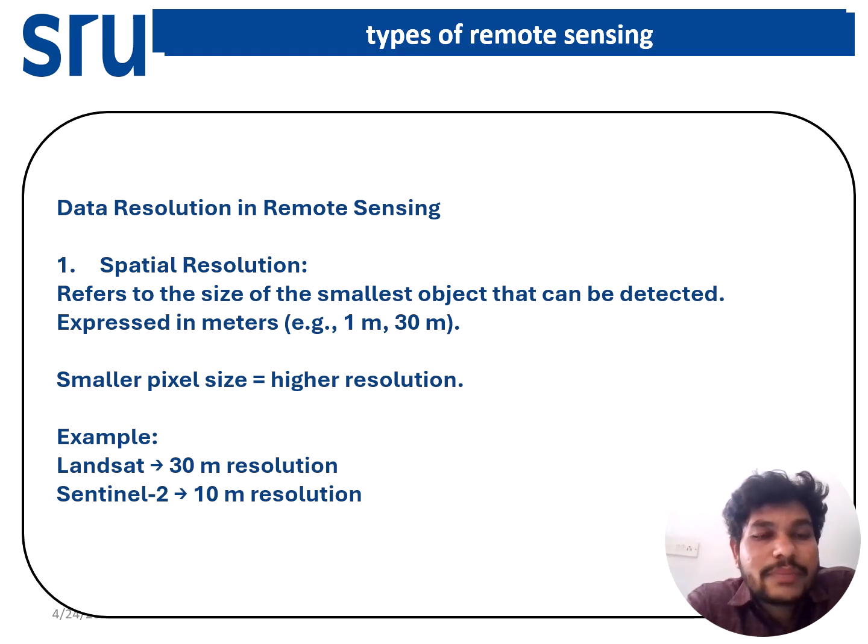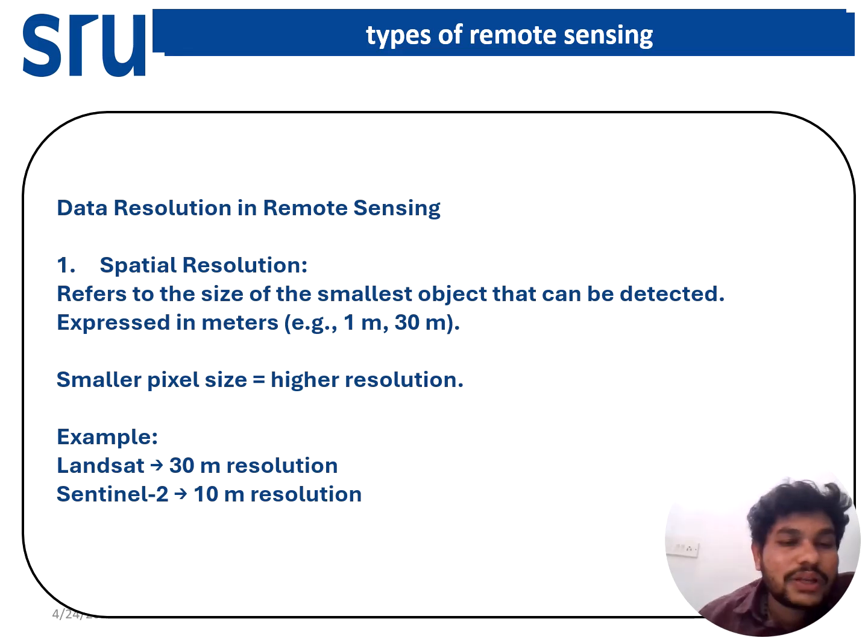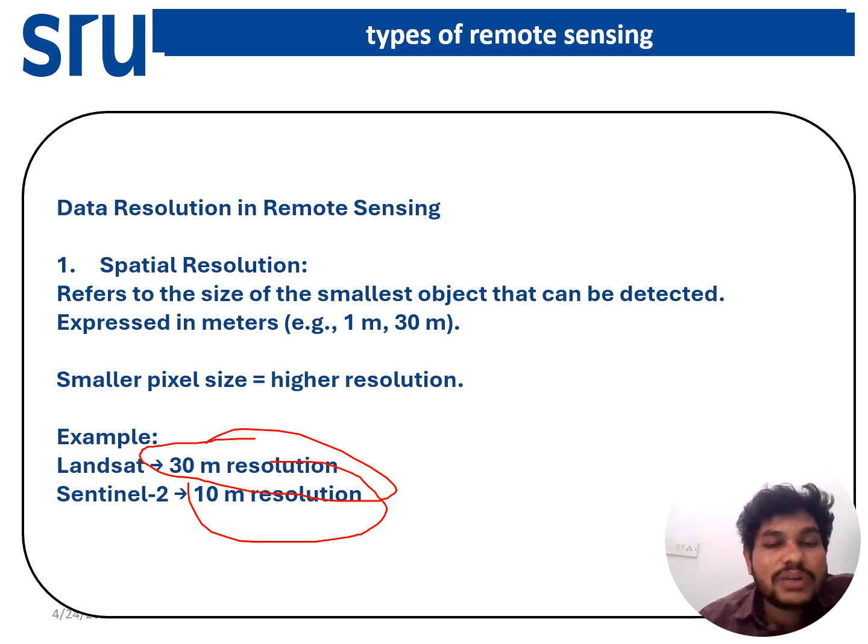Then another type is based on resolution. One is the spatial resolution, which refers to the size of the smallest object that can be detected, used to know the size. The smaller the pixel size, the higher the resolution: 1 meter, 30 meter, 20 meter, 10 meter. So 1 meter will give the best resolution. For example, Landsat gives 30 meter resolution, and Sentinel-2 gives 10 meter resolution. So smaller size gives the best resolution. So this talks about the spatial resolution.